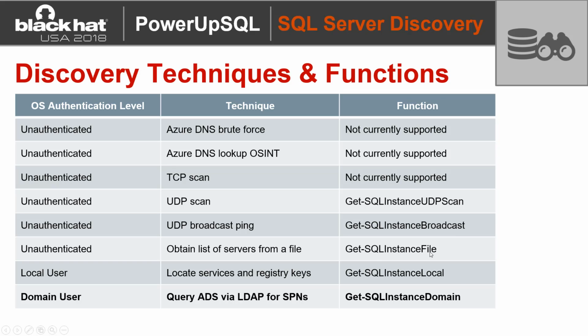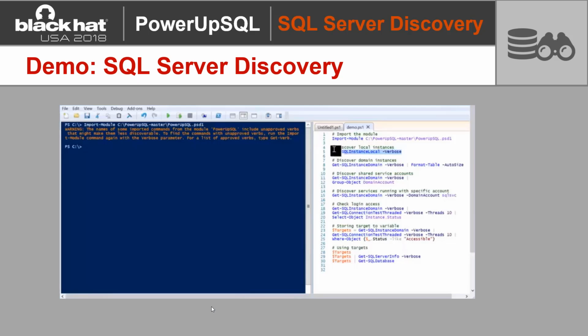We have Get-SQLInstanceFile, so you can provide it a list. You can check locally, which will list all the local instances, or you can get it from the domain. And this is really the most powerful one. We'll be seeing this in examples quite a bit as I walk through. Essentially, every time you install SQL Server on an Active Directory domain system, it registers with LDAP in order to support Kerberos authentication. As a byproduct of that, any normal domain user will have the ability to query for an entire list of SQL servers that are known to the domain controller or have registered service principal names. We'll see examples. It will make more sense as you see the videos.